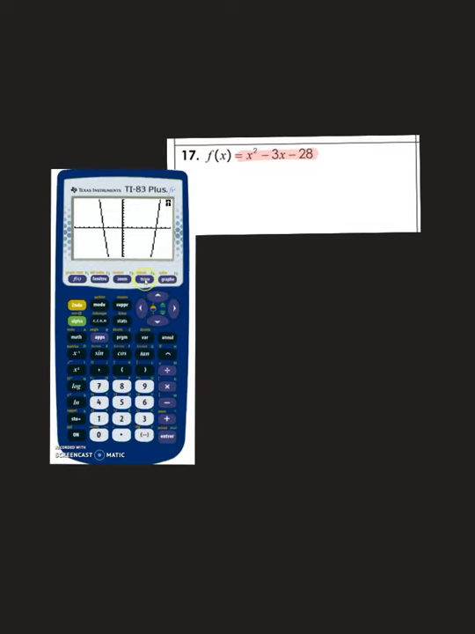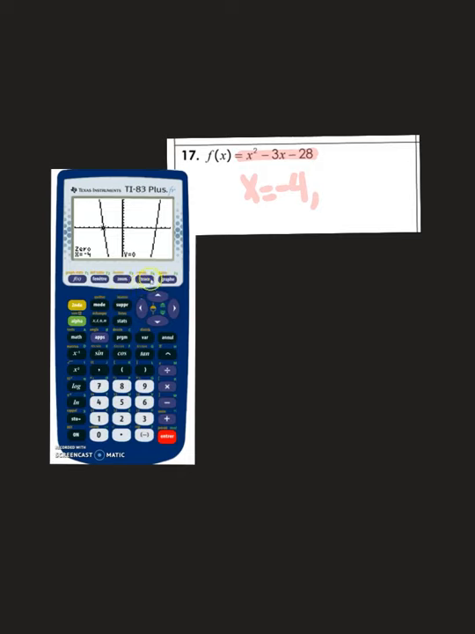So we gotta find our zeros now. So second trace, number 2, and we are going to move our cursor over to one of the zeros. It doesn't matter which one you do. Now, I'm going to go to the left and then cursor over to the right, enter, enter again, and the first 0 is x equals -4.